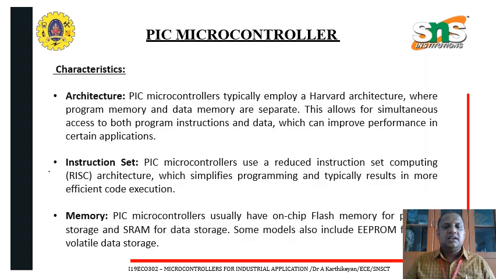And the main characteristics. What are the main characteristics of the PIC microcontroller? Architecture, instruction set, memory, and so on. Mainly in the architecture, the program memory and data memory are separate in the PIC microcontroller, and we can access both instructions and data simultaneously at a time. That is the main use of the architecture.